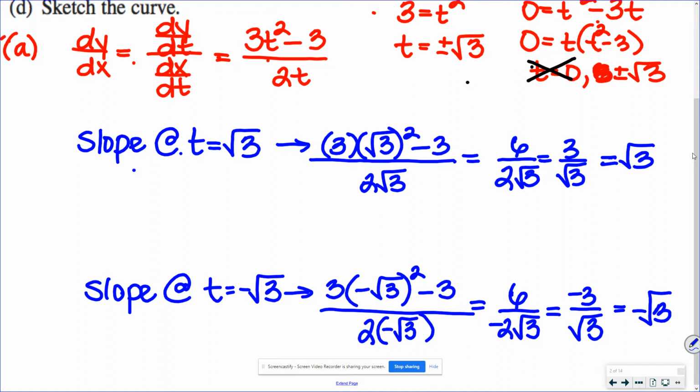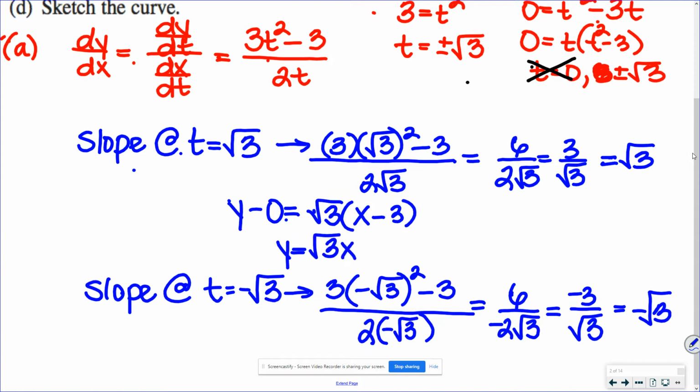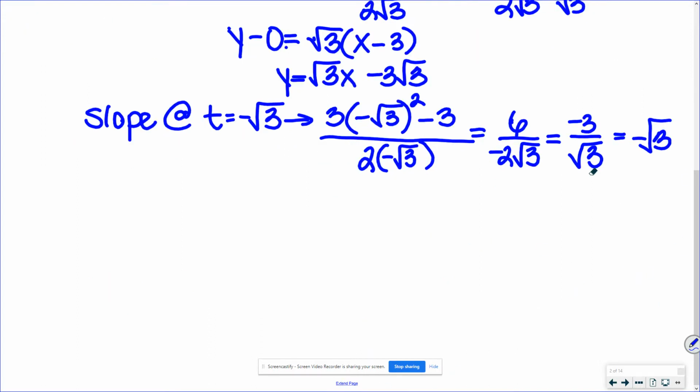Okay, if you read that part of the question again, it says also find the equation of these tangent lines. So that means you're going to do one extra step for each of these slope values that you just got, and that is using the point-slope formula. So you're going to do y minus y1 equals m times x minus x1, and then maybe even solve it for y. And now you have your tangent line equation, and then just repeat again down here for your other slope value.